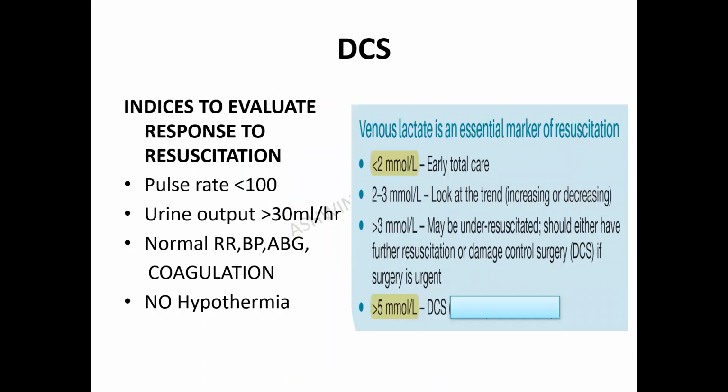Okay. So as in this slide I have already mentioned, response to resuscitation you have to elicit with the following criteria: heart rate, urine output, ABG, coagulation profile. There should be no hypothermia, all this. And total lactate level more than 5, go for DCS; less than 2, go for early total care. In between, you have to decide whether the trend is increasing or decreasing, and based on that, take a decision. So less than 2, more than 5. Please keep these two in mind.